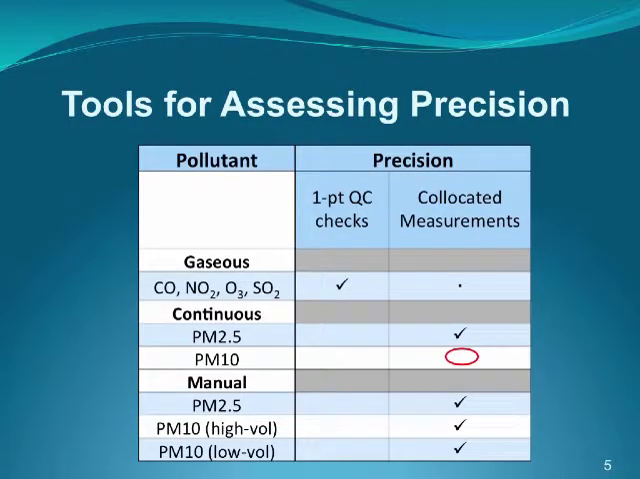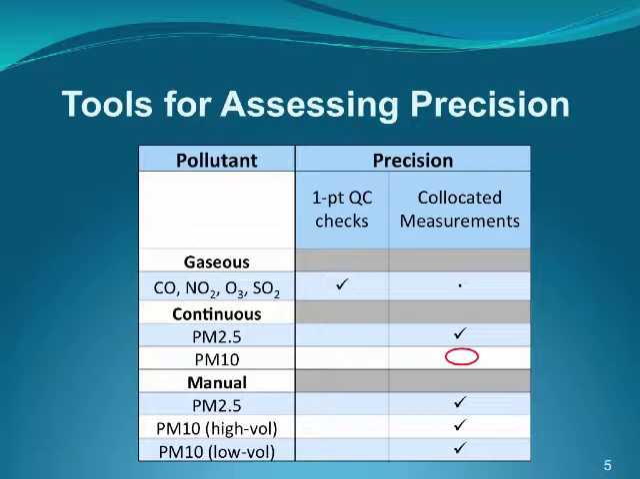So how do we assess for precision? For gases instruments, this is through a 1-point QC check where we look at the instrument's response with the known concentration of gas. And this is required every 2 weeks. And as for PM, this is through co-location.